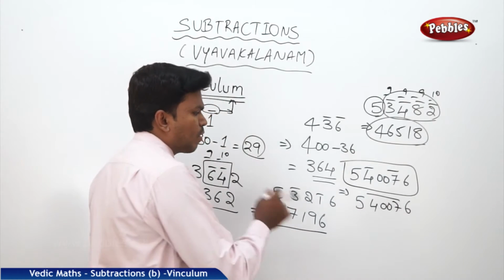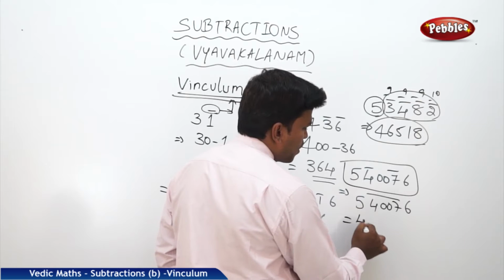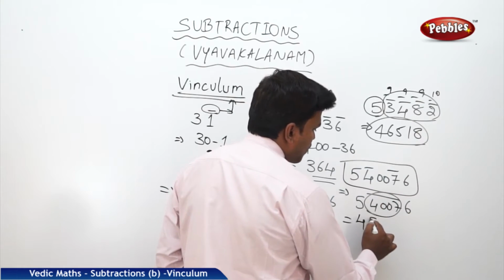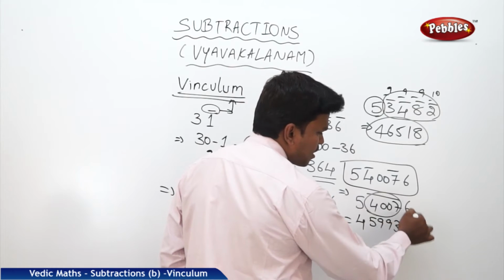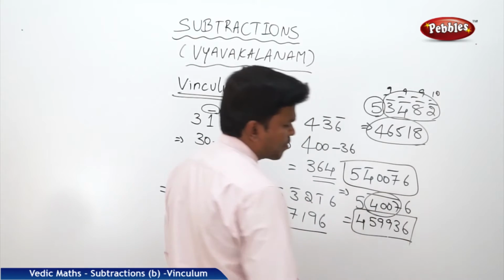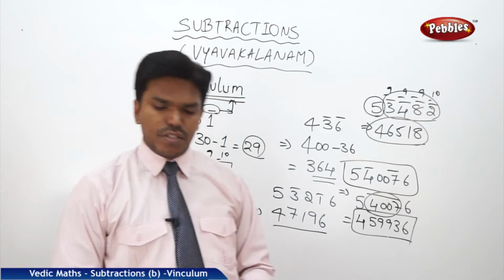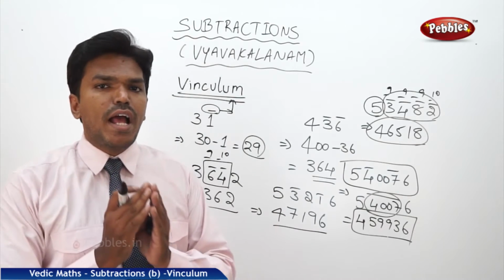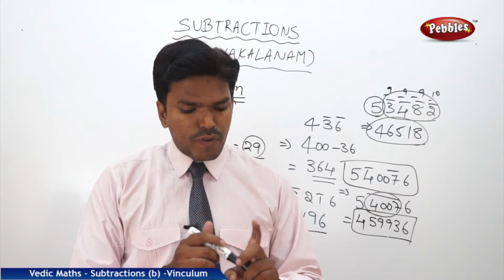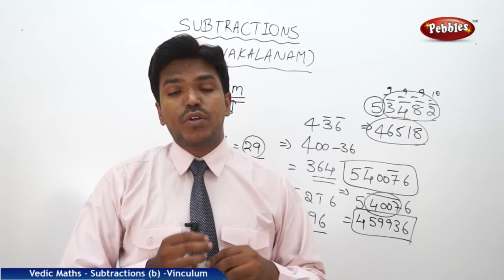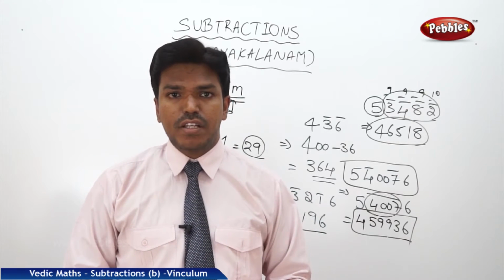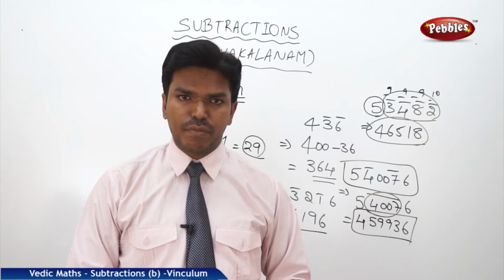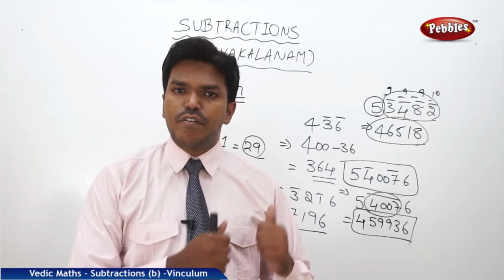Okay, so now what is the answer for this one? 5 becomes 4, and for this part you can directly apply all from 9, last from 10. So how much? 5 9 9 3 and 6 as it is, 6. So this will be your answer, right? So this is all about Vinculum. Now we'll go into actual subtractions, with the help of which we can do the maths, especially subtractions, in a much easier way by following the methods of all from 9 last from 10, that is Nikhilam Navatashcaramam Dashatah, and Vinculum.